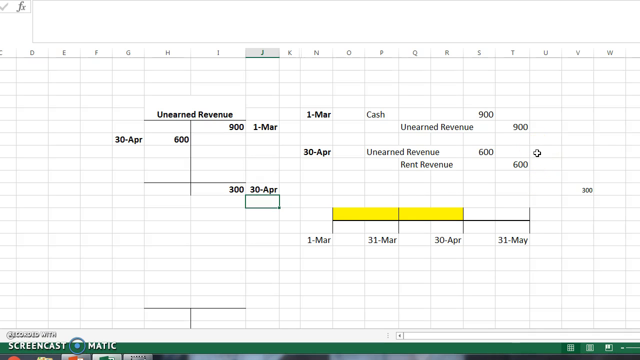So without doing this adjusting entry, we are going to be overstating our liabilities. Without this decrease here, the debit to unearned revenue, at the end of the day, when we process our financial statements, we will be overstating our liabilities. Unearned revenue will still be at $900. Likewise, if we don't capture this rent revenue with this credit, then we will be understating our revenue and thereby understating our net income.